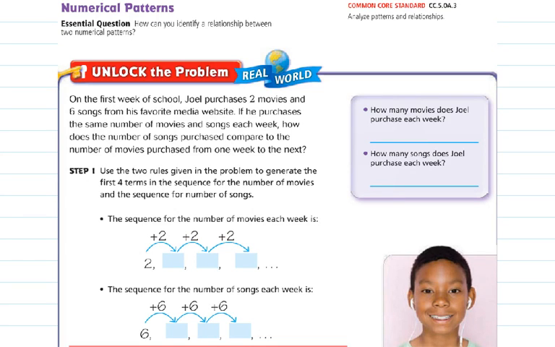Students, in lesson 9.5, we're going to be working on numerical patterns, and our essential question for this lesson is, how can you identify a relationship between two numerical patterns? So we're going to start with the unlock the problem, real world.